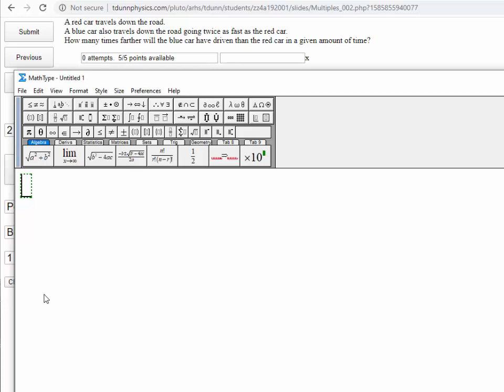Let's start by writing an equation for how far the red car travels. Distance of the red car is going to equal the speed of the red car times the amount of time it traveled. I don't need a subscript on the t because the blue car has driven the same amount of time. Likewise, the distance that the blue car has traveled is going to equal the speed of the blue car times this same amount of time.